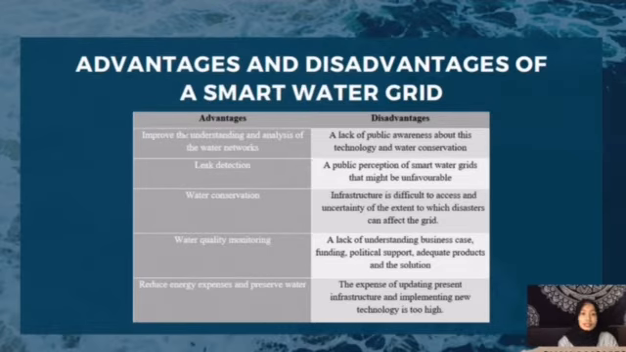Some advantages are it can improve the understanding and analysis of the water networks, leak detection, and reduce energy and space and preserve water. Then, the disadvantages are the infrastructure is difficult to access, uncertainty of the extent to which disaster can affect the grid, and the expense of updating present infrastructure and implementing new technology is too high.